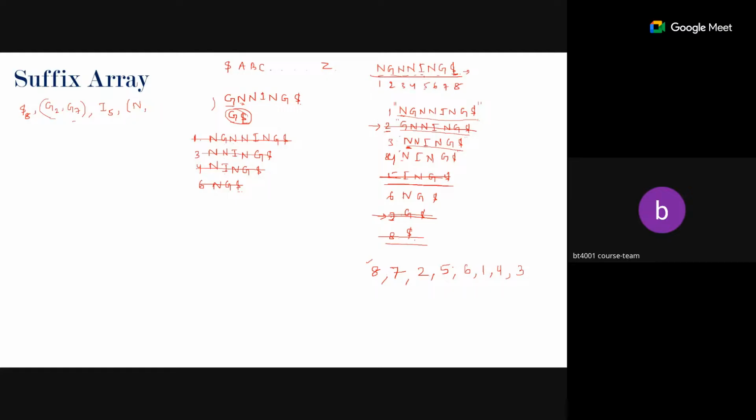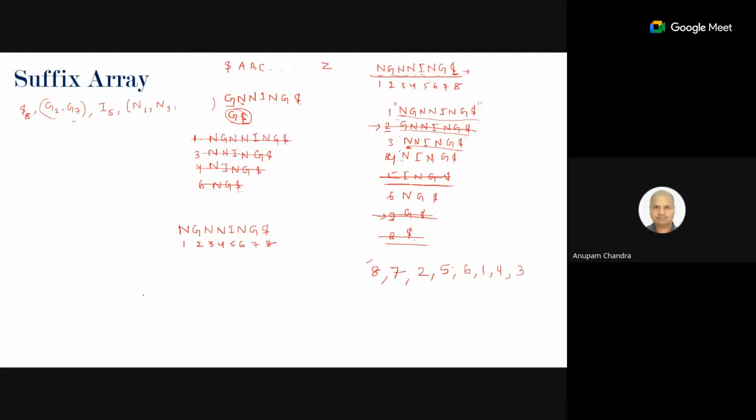Can I suggest a much simpler method, the same method but in a simpler way? Yeah, go ahead. Can you just write NG dollar somewhere else as well? Sure, G N N I N G dollar. And just write 1 to 8 above or below it: 1, 2, 3, 4, 5, 6, 7, 8.